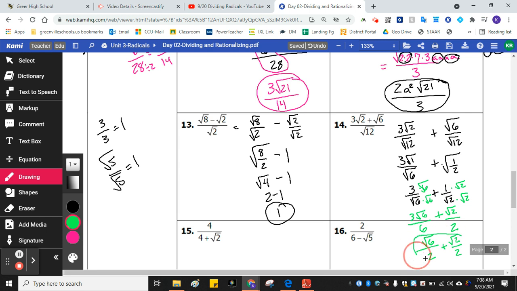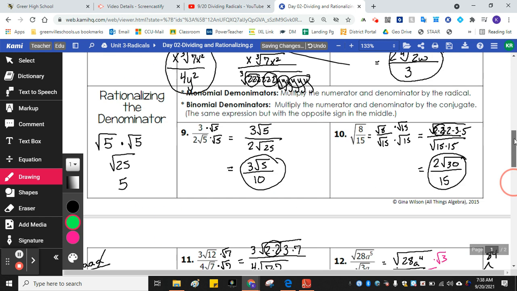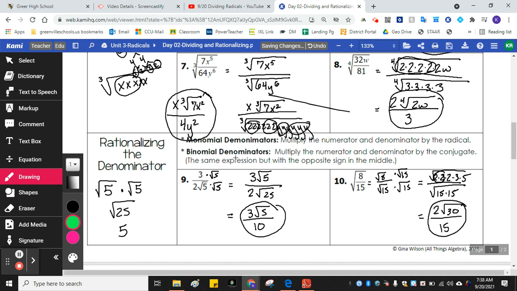Radicals out of the denominator. That's your answer. That's an ugly answer, but it is. Okay, now we're at binomial denominators. Multiply the numerator and denominator by the conjugate.